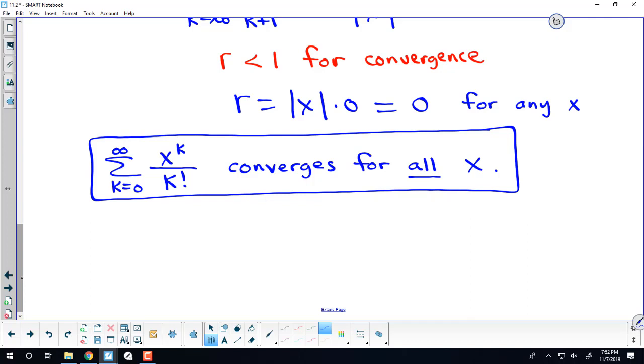So what would be the interval of convergence? Right, all x values. The interval of convergence is all real numbers. And since that would have an infinite radius, the radius of convergence is also infinite.